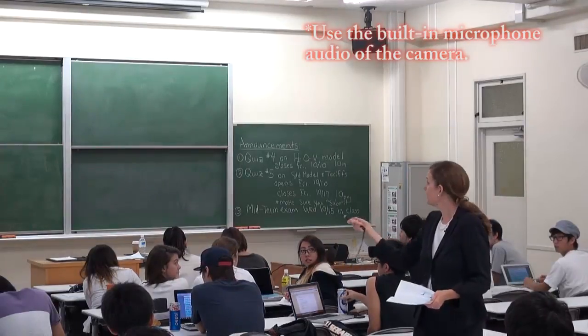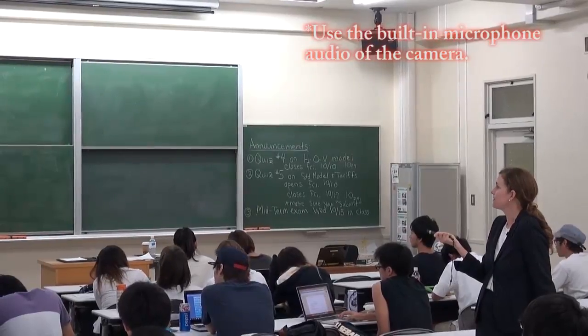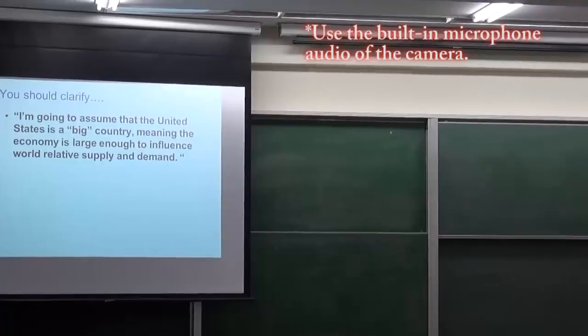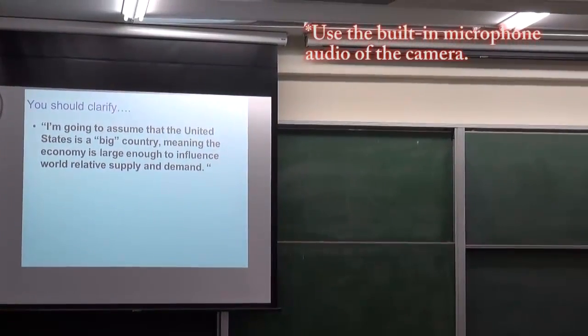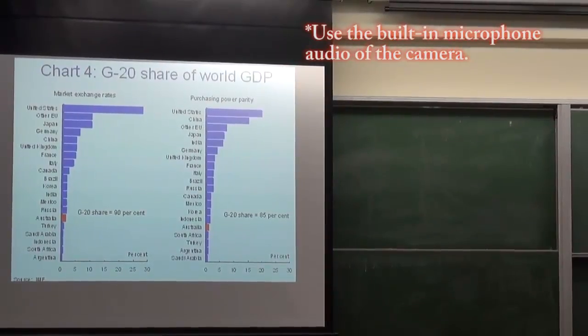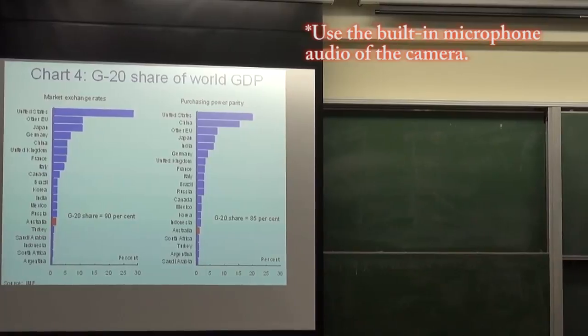Right, okay. So this is the order I thought you guys would say it, but you said everything in a different order. First, I'm going to assume that the U.S. is a big economy, and by that I mean large enough to influence world relative supply and demand. Here's a graph to show that. So the U.S. assumption is more or less okay. If anybody's big, it's the U.S.